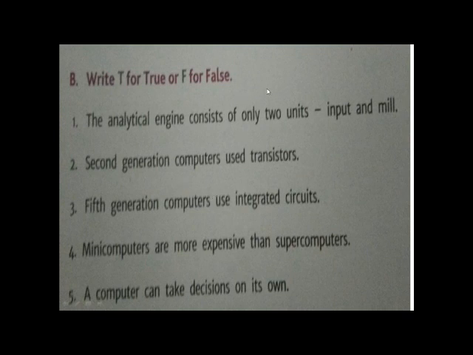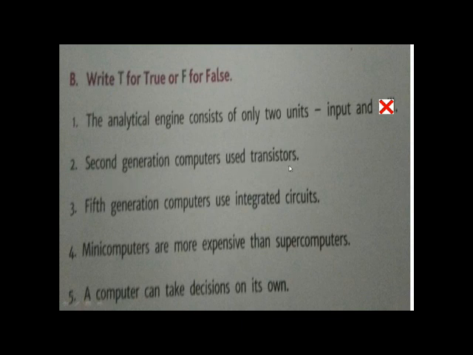Okay. Next is write T for true and F for false. Section B, it is on page number 12. The analytical engine consists of only 2 units, input and output. Is it true? No. The analytical engine consists of 5 units, right? So this statement is false. So what do we have to do? We have to put a cross. Very good.